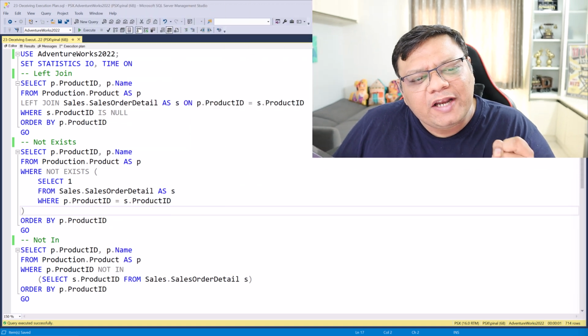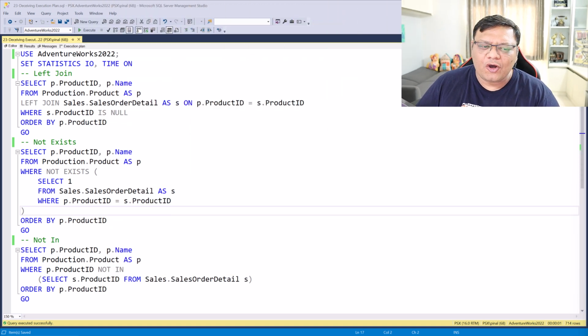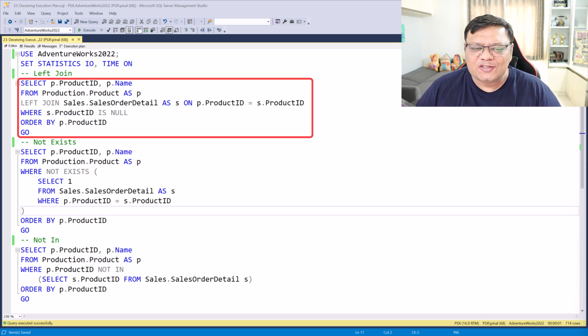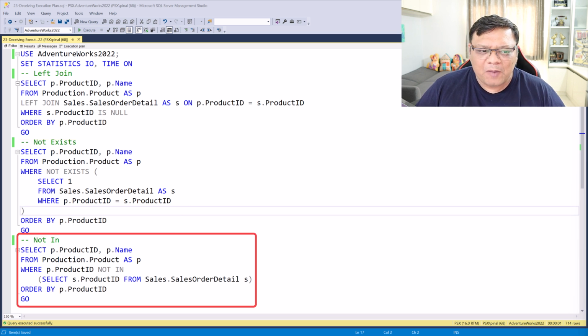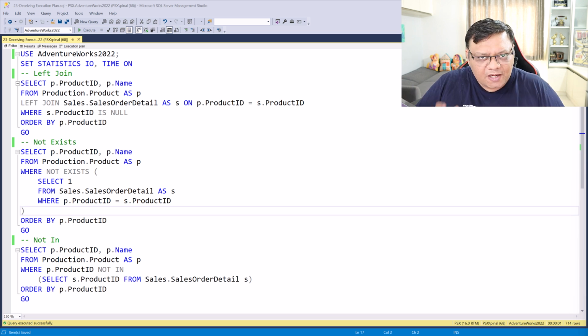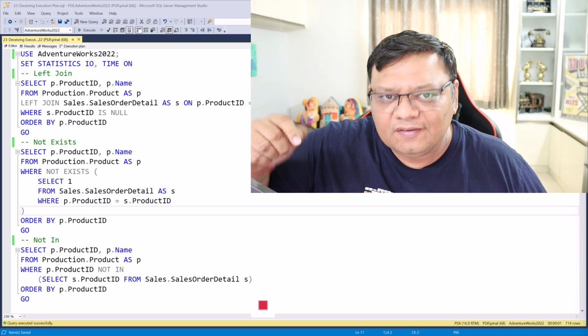However, let's look at the query on the screen. I'm sure the demo will be impressive. The first query is using left join and the next two queries, which I have rewritten with exists and not in. Now, by looking at this, can you tell me which one will be the best in terms of performance? You can pause this video and leave your comment.